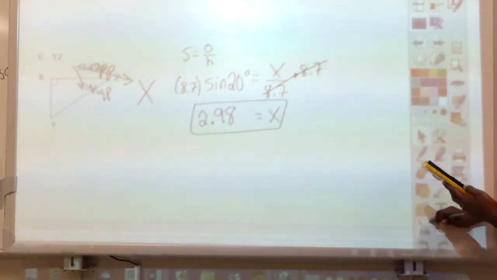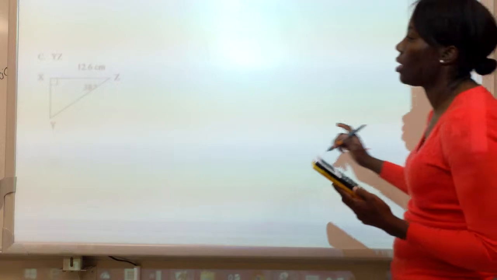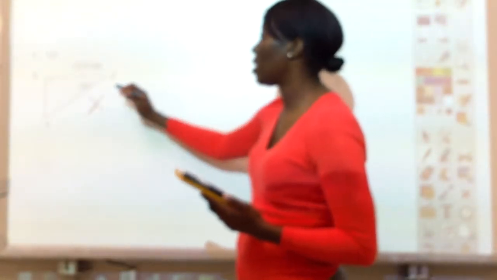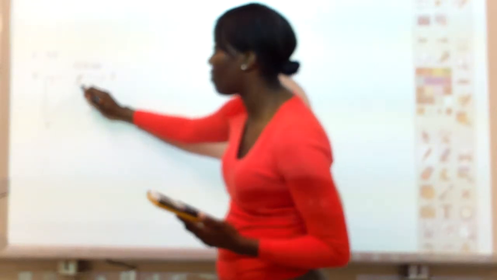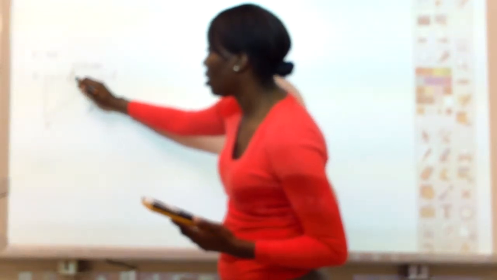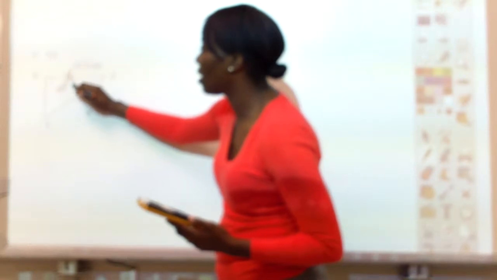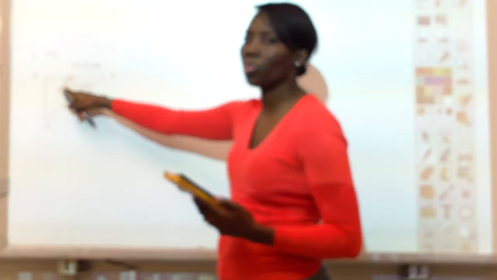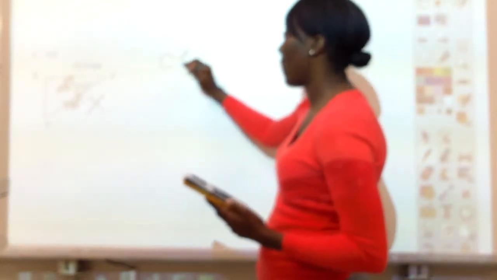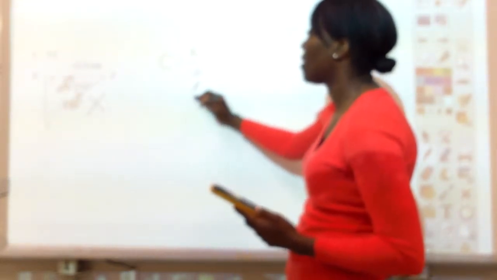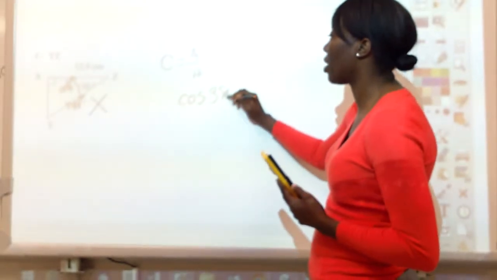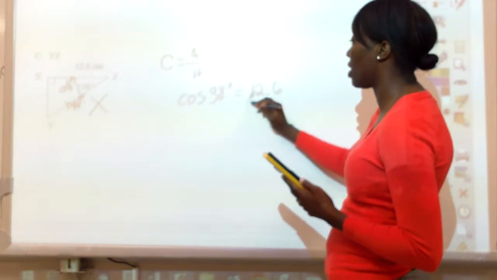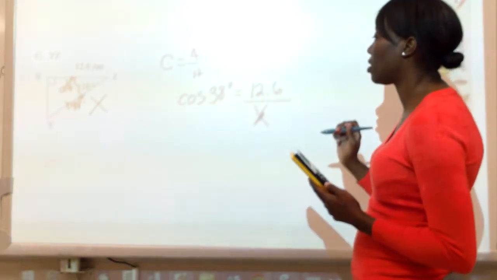Now we're moving along to C. Trying to find YZ. So look at what we're given. In regards to the 38-degree angle, we're given the adjacent leg. And we're looking for the hypotenuse. Which one deals with adjacent and hypotenuse? Cosine is A over H. So we're going to find the cosine of 38 degrees. And it's equal to 12.6, the adjacent side over the hypotenuse.